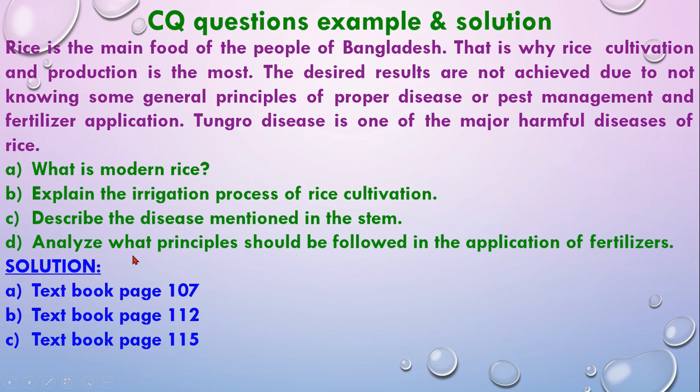Next one is analyze what principles should be followed in the application of fertilizer. For this question your answer will be on page number 112 and 113. Here you see the fertilizer management. You have to explain all management, doses and the general rules for fertilizer application. So this type of questions you can get from this section in the final exam.